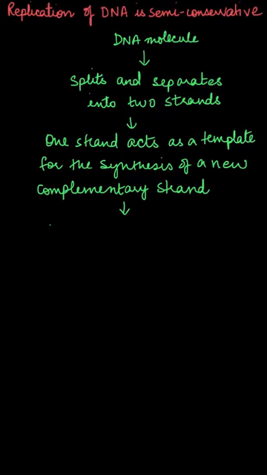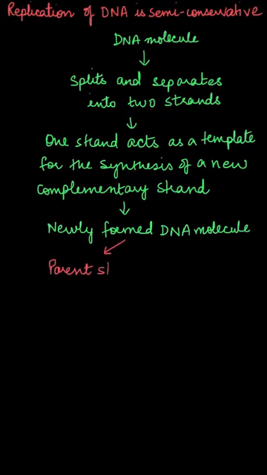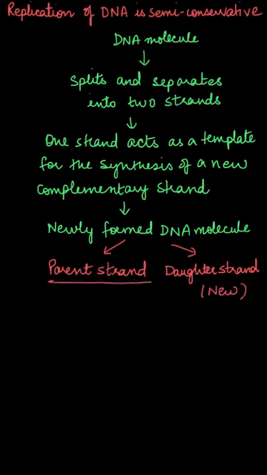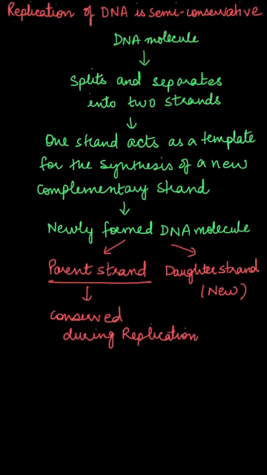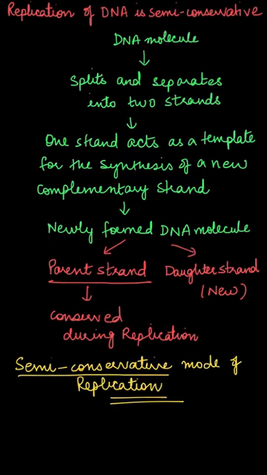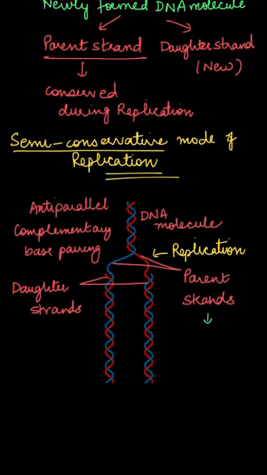Now, once the complementary strands are formed, the newly formed DNA molecule will consist of the parent strand and the daughter strand, where the daughter strand is the newly formed strand, and the parent strand is the one that is conserved during replication and is derived from the previous strand of DNA which underwent the replication process. So therefore, the semi-conservative mode of replication takes place in DNA.